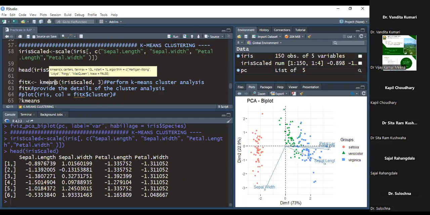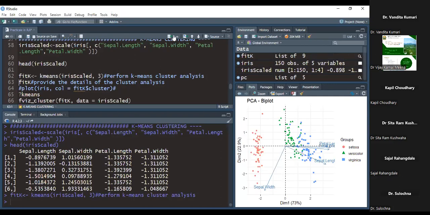So kmeans, bracket, the name of the data and the number of clusters we would like to have, and I would like to store the result in a variable named fit k. You can name it anything you want. So I named it fit k. Let's run this. So what happens? This fit k we have obtained. So what is fit k? Let's run this.